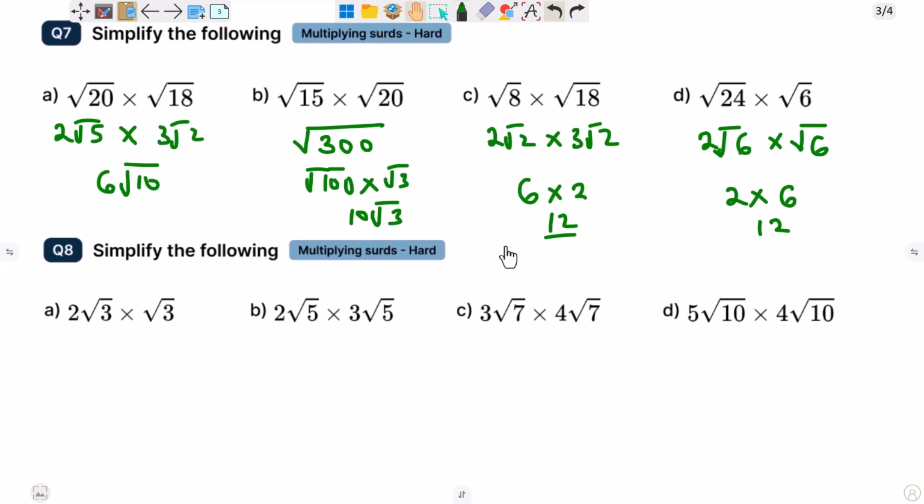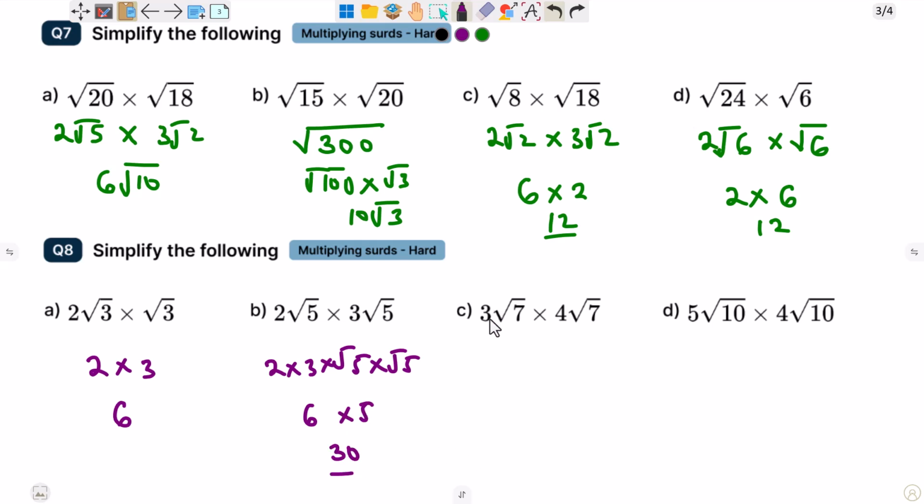And of course, you can try the same thing, try the next question here, question 8. Of course, you know there's a 1 there. Okay, so you're going to make 2 times 1, which is 2, and root 3 times root 3, which is definitely 3. But if you simplify your answer, the answer would definitely be 6. But I think now for question B, I'll have to show you the full steps. Okay, so this is going to be 2 times 3 times root 5 times root 5, and that's 6. And root 5 times root 5, which is 5, and that's going to give you 30.